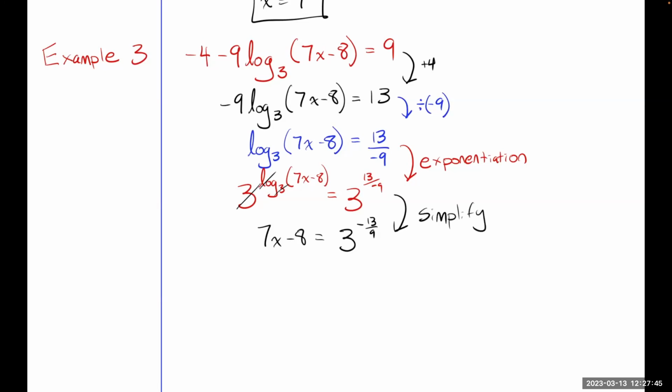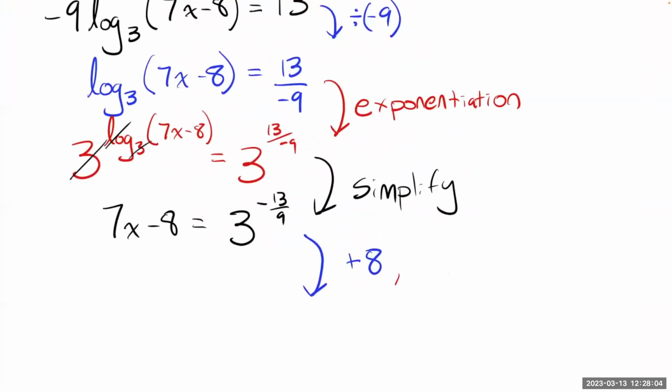Simplify. I mean, it doesn't actually matter. Both are correct. There's an easier way and there's a harder way. The easier way for the next step is actually to do the thing: plus 8. Can we add 8 and divide by 7 in the same step?